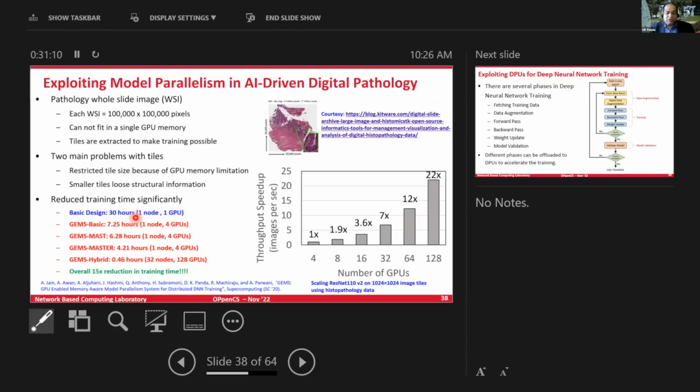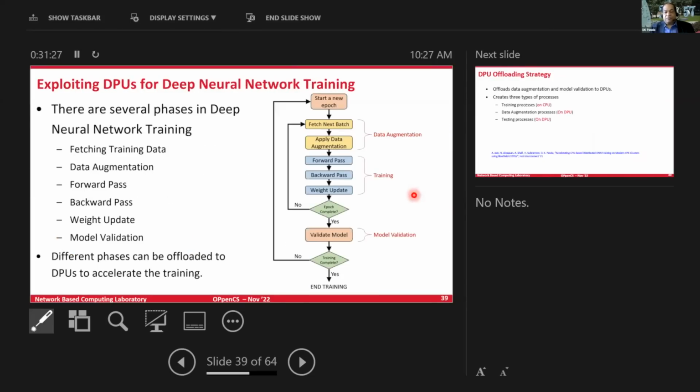We were able to reduce it to almost 0.46 hours, okay, about 24 minutes. And we were able to give an overall reduction of 15x. And then throughput, we were able to improve again by 22x. So I'm just showing really an end solution here using our approach.